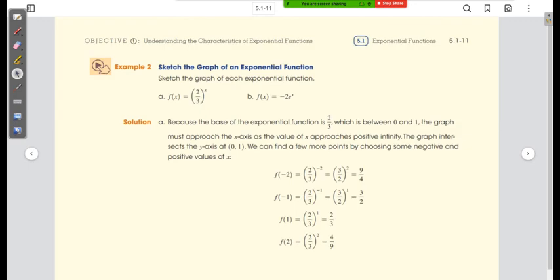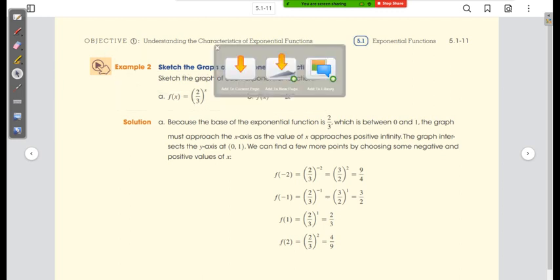Okay, so next up, this reads sketch. So we're going to mentally sketch it, because that's kind of the point here. Okay, so first of all, A.